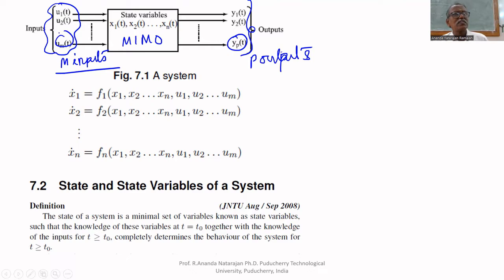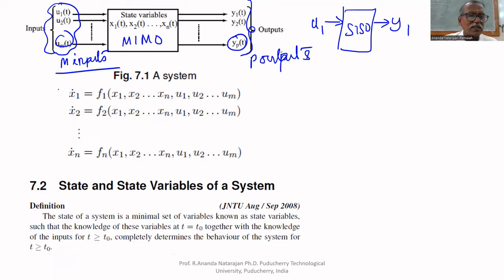You cannot represent this in the transfer function model. You can take U1 and find Y1, treating all other variables as disturbance. You can assume a SISO system, one input, one output. That's all. Here in the state space model, you can assume any number of inputs and any number of outputs. That is possible. If you represent that, then what are the state variables you are considering?